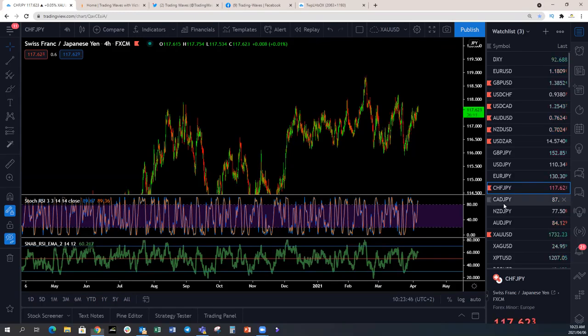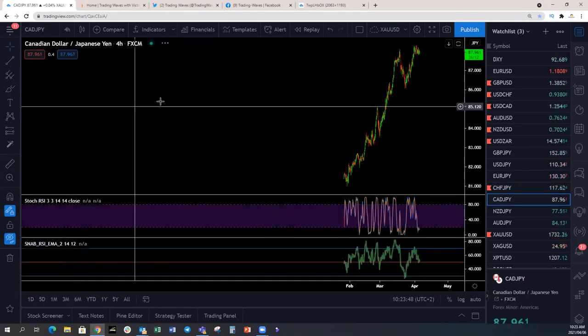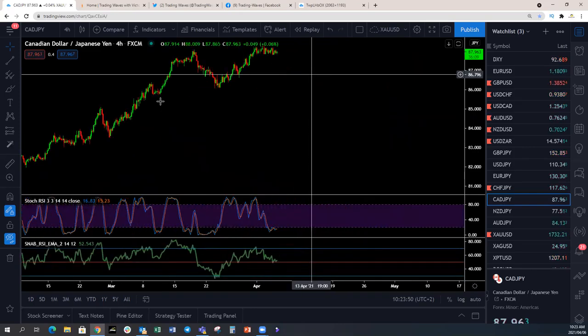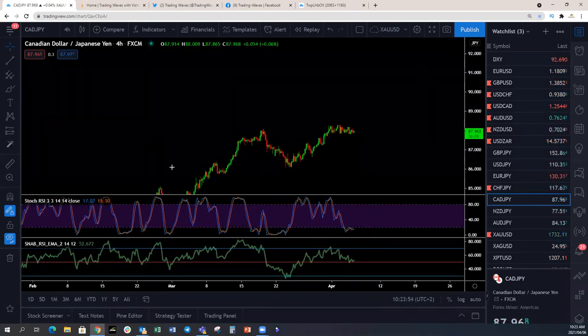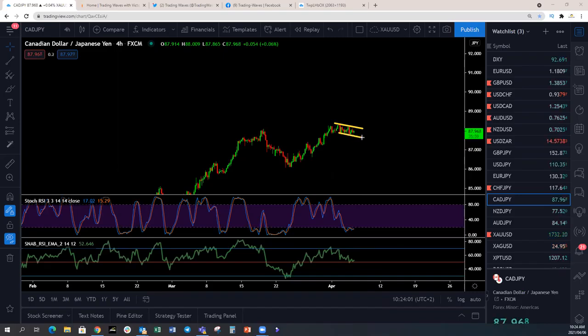Right, CAD yen. Look for continuation to the upside. It's setting up for more upside. That's a clear setup for continuation to the upside after a candle closes above this. Do not rush it just because you see a flag. The candle has to close above here.